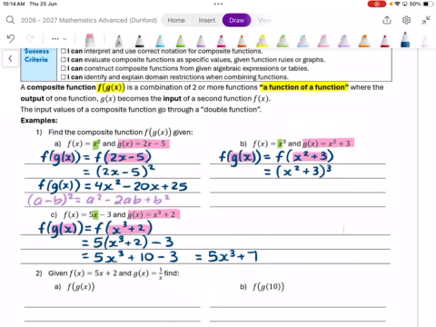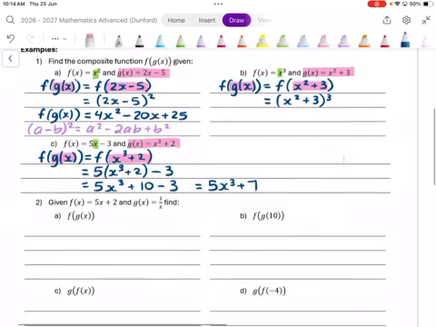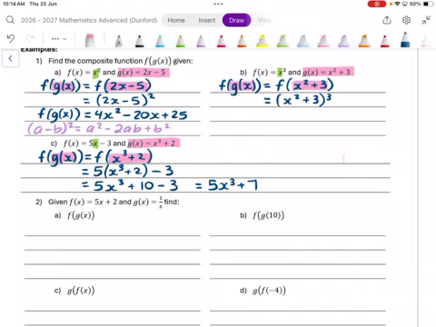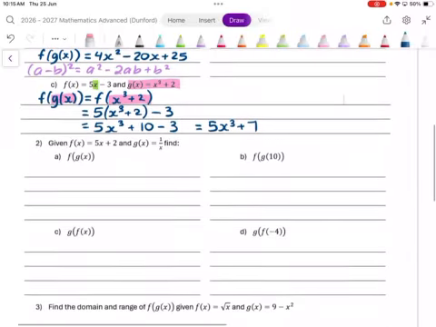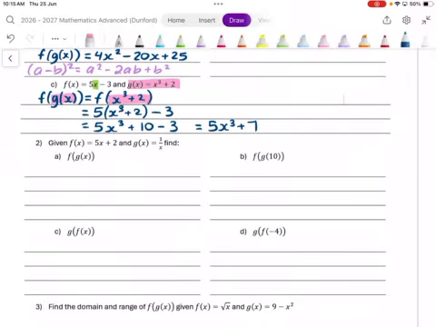Now with example 2, what we have is f of x equals 5x plus 2, and g of x equals 1 on x. So what we want to find for a is f of g of x. Again, we're going to replace our g of x with the function 1 on x. So f of g of x is equal to f of 1 over x. Where we have an x in our function f of x, we're replacing that with 1 over x.